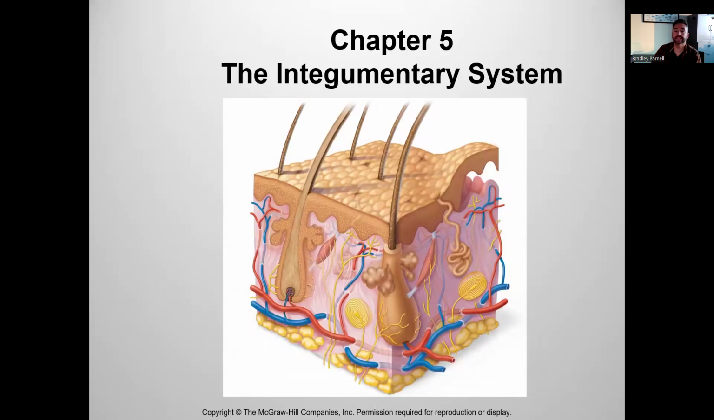Hi everyone. Today's lesson is going to be about the integumentary system. So the integumentary system includes not only our skin, but all of those structures that lie within it.